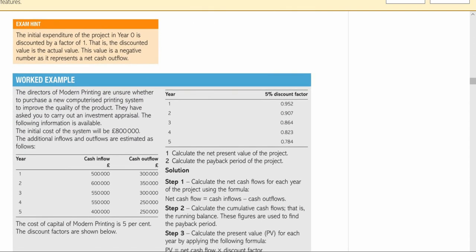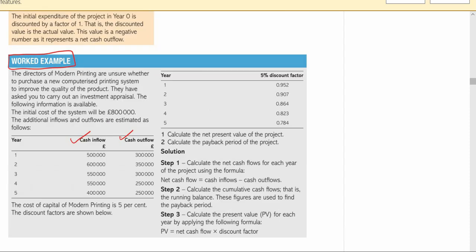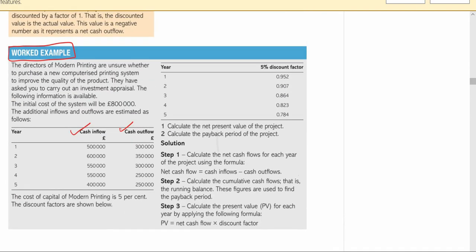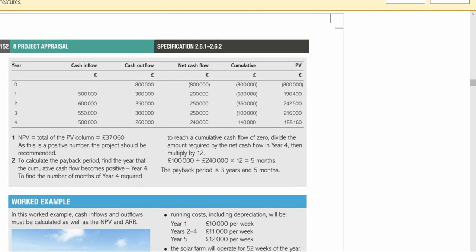So this was the example of net present value. Now again a worked example. This is the question, cash inflows and cash outflows. First of all, you have to calculate the net cash flows, and this is the discounting factor for years 1, 2, 3, 4, 5. So you are going to calculate the net present value. Your net present value is 73060.